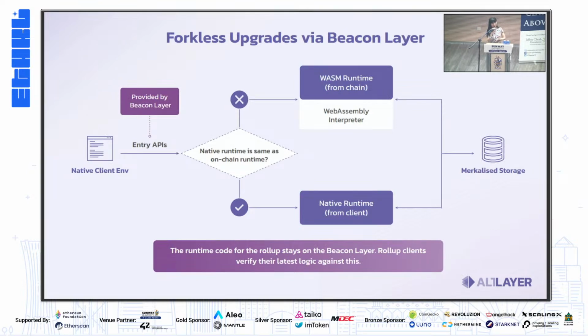And also the Beacon chain or the Interlayer would enable upgrades without hard forks, which is also an important functionality for builders. You don't want to always hard fork your chain whenever you have an upgrade. That's something a lot of existing rollup technology does not provide, and we proudly support forkless upgrade.